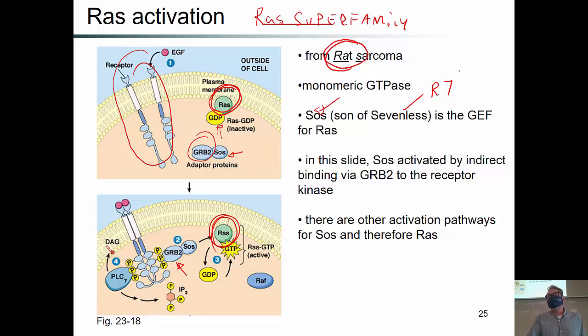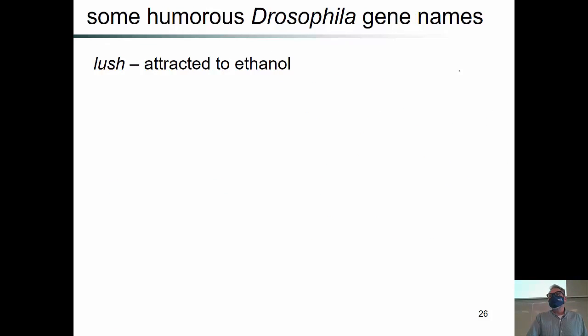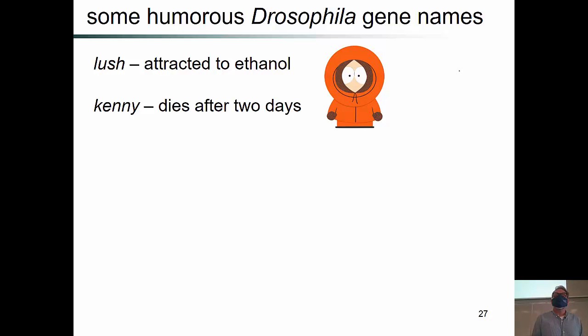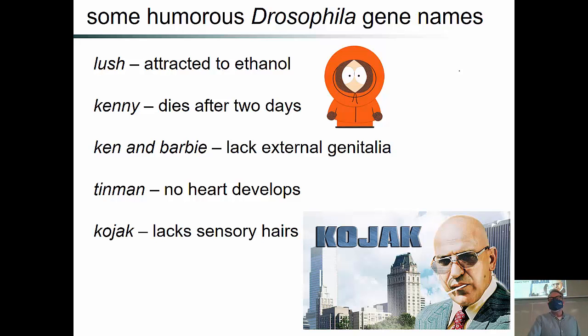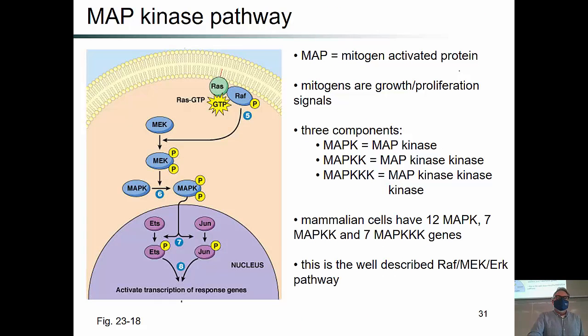So we put together, I just thought it would be fun to share some of them with you because some of them are kind of amusing. So there's one called LUSH, and this gene is associated with attraction to ethanol. There's one called Kenny that dies after 2 days, like Kenny from South Park. There's one called Ken and Barbie, a gene which lacks external genitalia, as do Ken and Barbie. There's one called Tin Man, which has no heart. There's one called Kojak, which Kojak was a famous 70s detective that was a bald guy that always had lollipops instead of smoking because it was supposed to be a positive imagery, I guess. And so Kojak doesn't have the little sensory hairs on the Drosophila. And there's lots of other ones out there. And we'll look at a couple of them in next class too. But anyway, that's just a diversion.